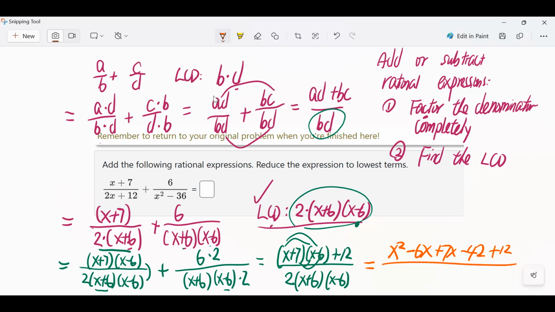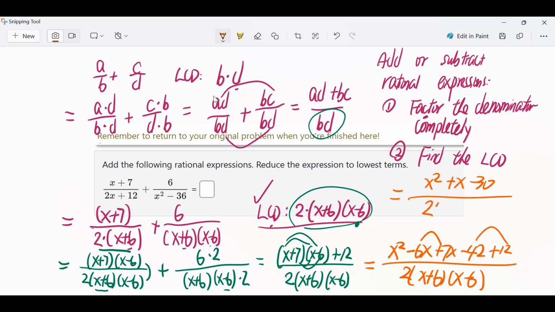And then adding 7x minus 42, adding 12. Okay. And do it slowly, right? Sometimes if you rush, you make a mistake, like what I did earlier. So combine the like terms. Eventually we end up with x squared, adding x minus 30. On the bottom, it's going to be 2 times x plus 6, x minus 6.